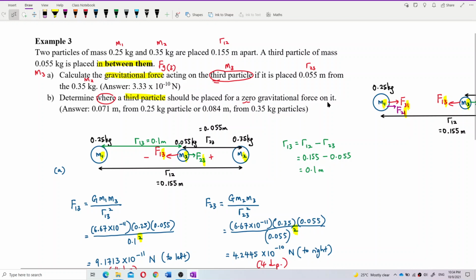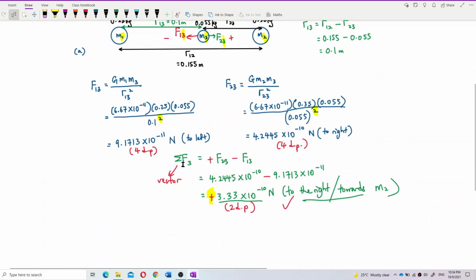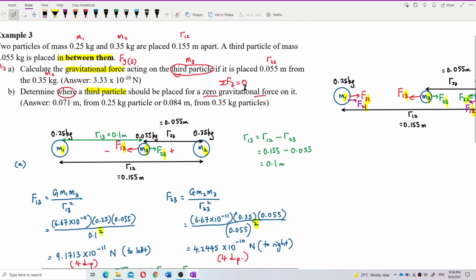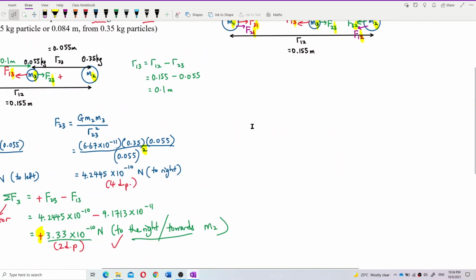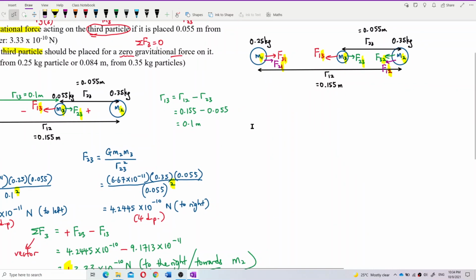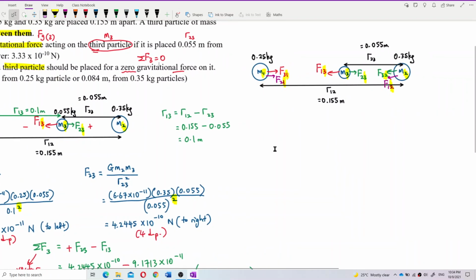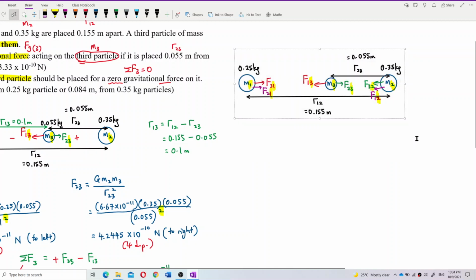So this time I want 0 gravitational force. That means now the total force on mass 3 should be 0. The resultant force needs to be 0. Just now our resultant force on 3 is 3.33 exponent negative 10. Now I want the resultant force to become 0. So where should the third particle be placed? Let's say we don't have the distance. Okay, R13 and R23 we don't know. Okay, let's redraw the diagram over here.